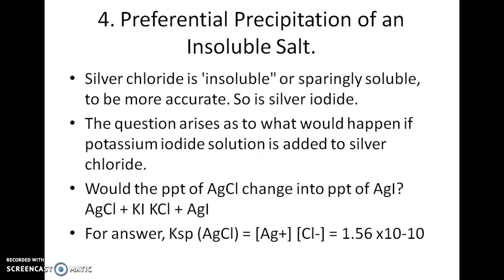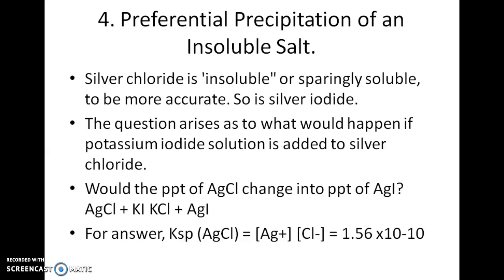So, in the fourth application, preferential precipitation of an insoluble salt. Silver chloride is insoluble or sparingly soluble. To be accurate, so is silver iodide. Here, the question arises: what will happen when a potassium iodide solution is added to silver chloride? Whether the precipitate of silver chloride is changed into precipitate of silver iodide or not.